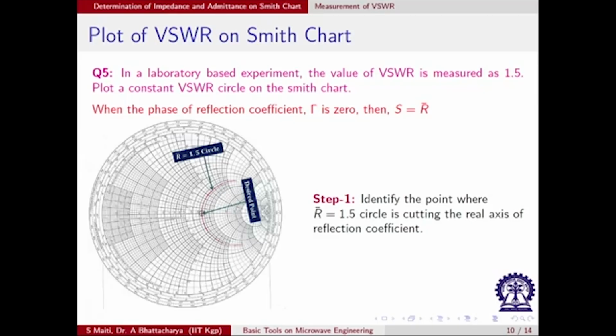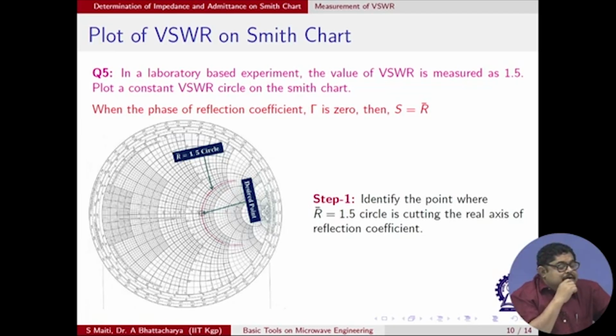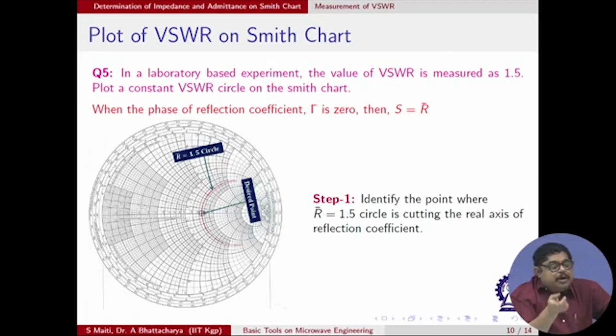Now, let us do this: in a laboratory-based experiment, as we said, the VSWR meter has measured the VSWR to be 1.5. Plot a constant VSWR circle on the Smith chart. Whatever discussion we have had, we know step 1, never forget this: identify the point where the R bar equal to 1.5 circle is. Remember, R bar, not VSWR, because the Smith chart is not graduated for VSWR, but it has graduation of R bar. We know that R bar is equal to S, so find the R bar equal to 1.5 circle, and find out where it is cutting the real axis. That is one point of the VSWR circle. The other is the origin, the center. So, you know the center, you know the periphery.